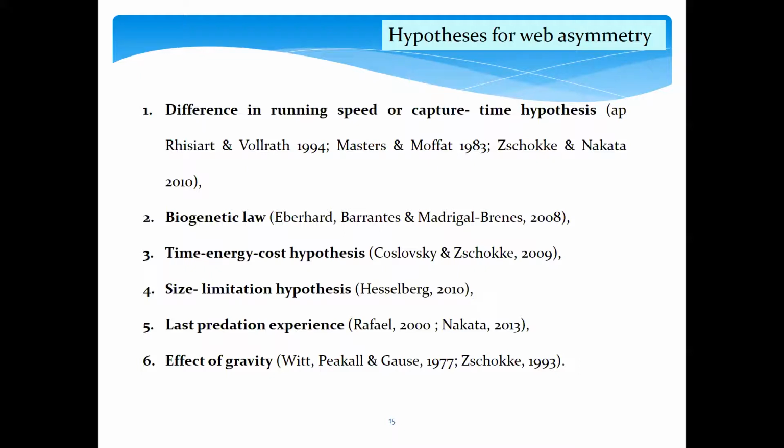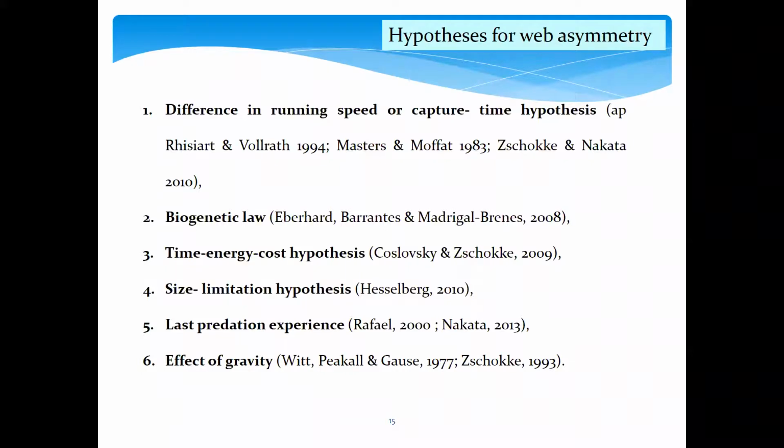Then there is a size limitation hypothesis. Hasselberg did not give this hypothesis, but rather he rejected it. I got this hypothesis from his paper in 2010. The size limited hypothesis says that since spiders are smaller in size, they will have an underdeveloped nervous system or brain. So they cannot make decisions, rather the making of a circular web is genetically determined.